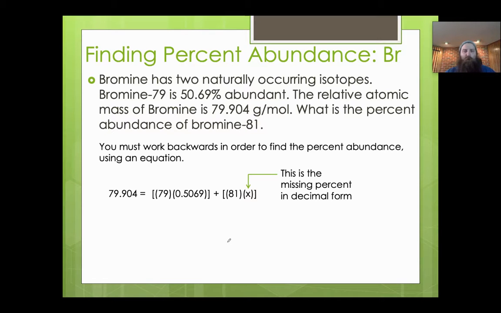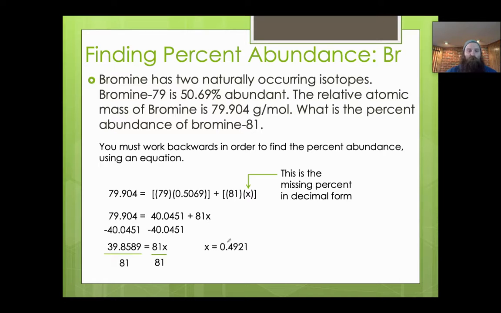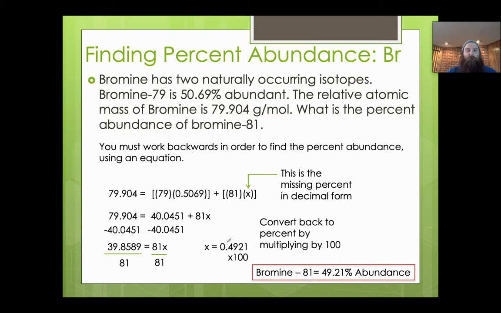I have 81 times x, well, that's 81x. I have 79 times 0.5069, that's going to give me a product. I then subtract and divide, and I'll be good to go. So combine like terms, right? Simplify. 79 times 0.5 is going to give you about 40. Subtract the 40 from both sides. It's going to give me a new equation, 39.8589 equals 81x. Divide by 81 to get x by itself. And there is my percent as a decimal. So multiply by 100 to get it back to a percent.